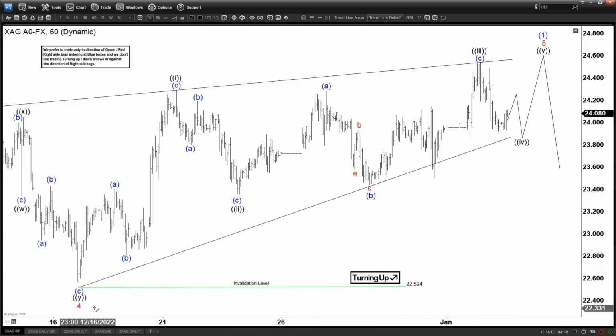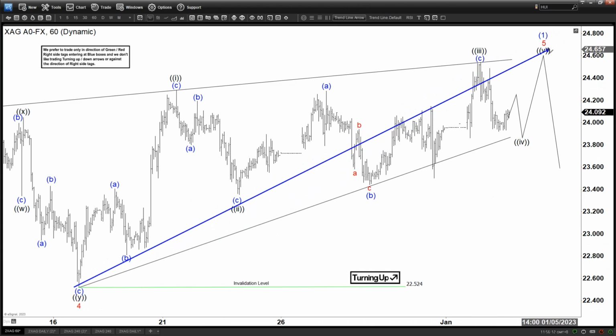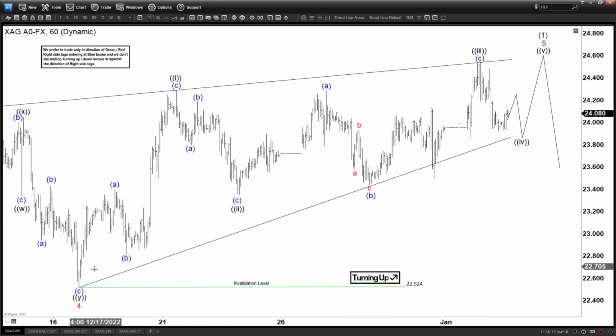So you can see we ended with 4 in the minor degree here, and we are now finishing up with 5, and that 5 should be ending with 1 in the higher degree, in the intermediate degree, and within the 5 we can see the back and forth movement here. 1, 2, 3, 4, and then now looking for another move up again to finish the 5 before we finish everything and then starts to turn lower.